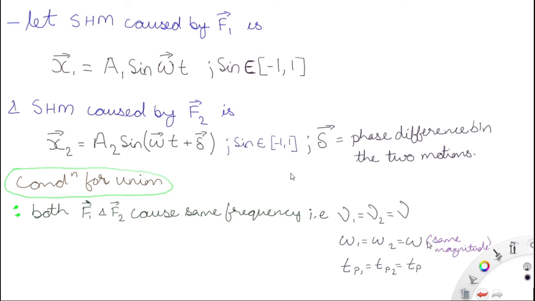Now the time period T is equal to 2 pi by omega, so this is also constant. The time period is also the same or constant.